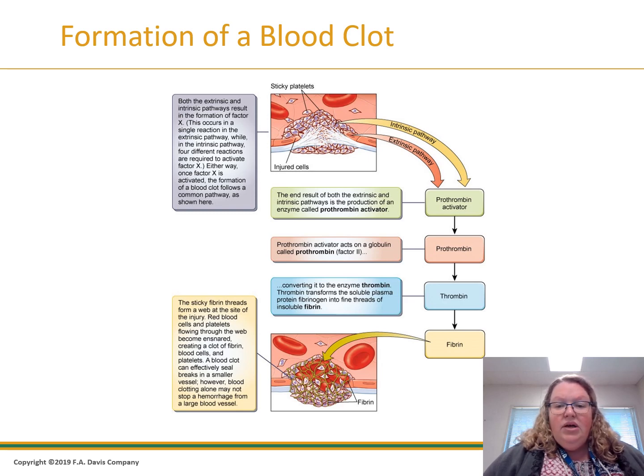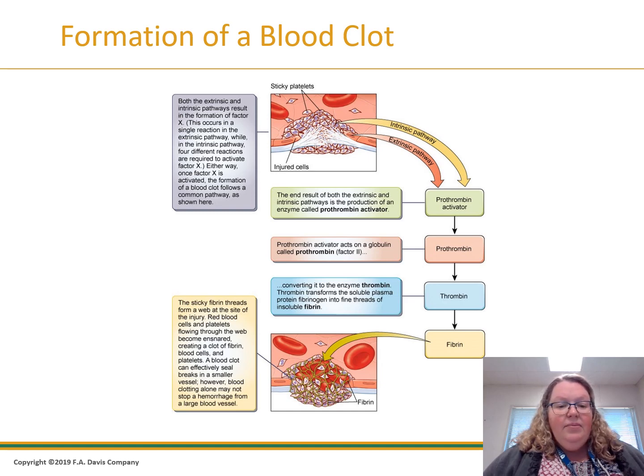So here you go. First, prothrombin is activated. The end result of both the intrinsic and extrinsic pathways is the production of an enzyme called prothrombin activator. Once prothrombin is activated, it acts on the globulin called prothrombin, factor 2, converting it to the enzyme thrombin. Thrombin transforms the soluble plasma protein fibrinogen into fine threads of insoluble fibrin. There you go.